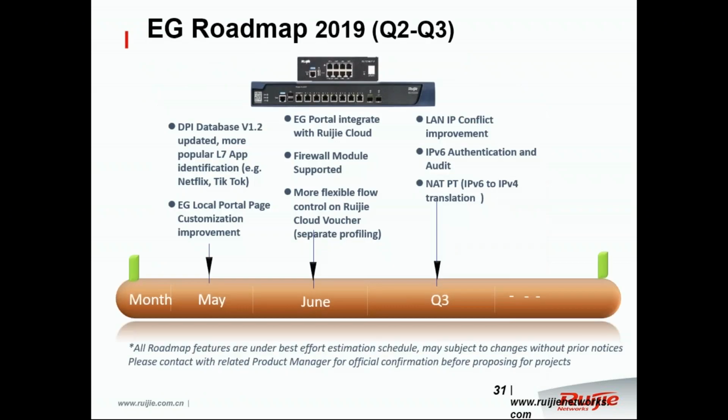And the last page is the EG roadmap. It's about Q2 and Q3. You can see here they have some other plans: the DPI, the new versions, the EG local portal page, integration with a firewall module, and also some other flexible features, IPv6. We have a lot of plans for the future. And everyone, you can also select the problems and give feedback on customer requirements, so maybe they can be put into the plan.